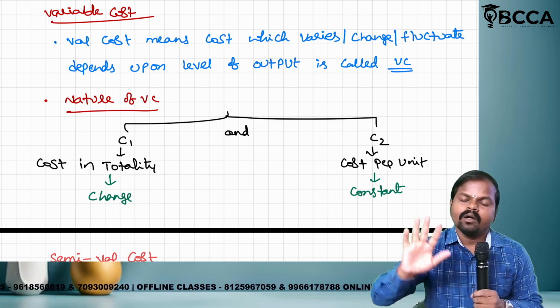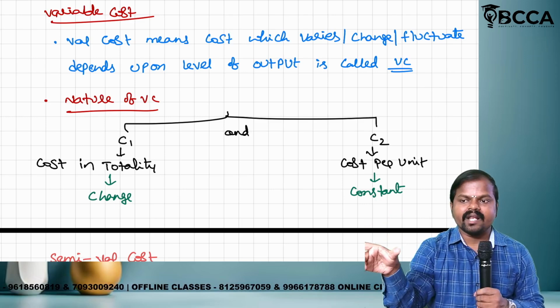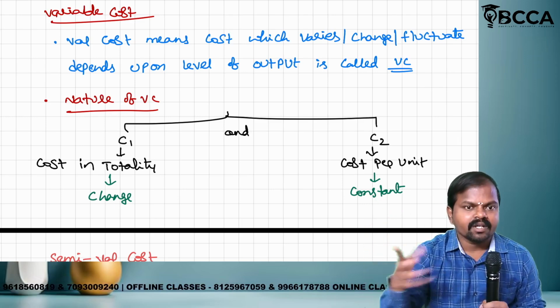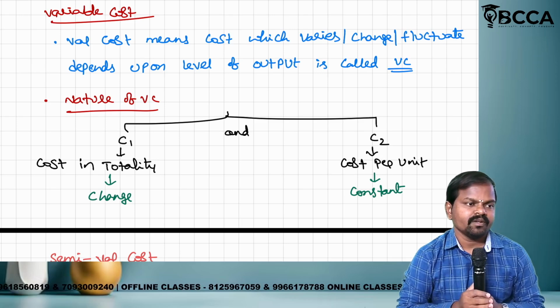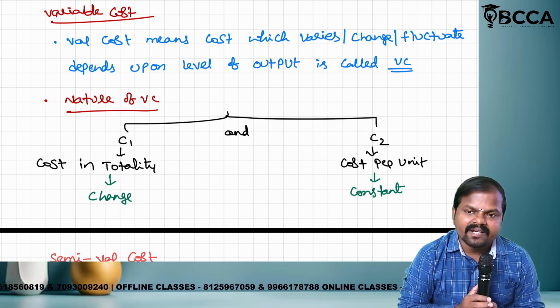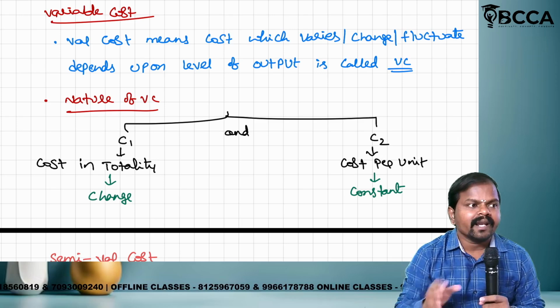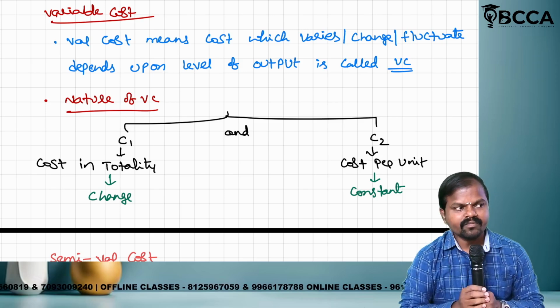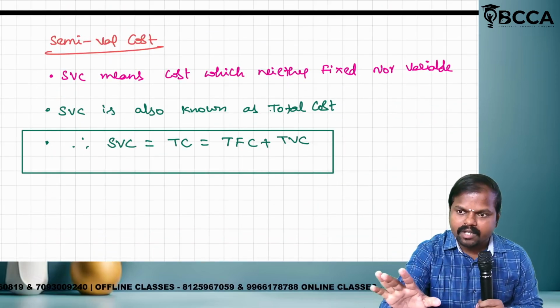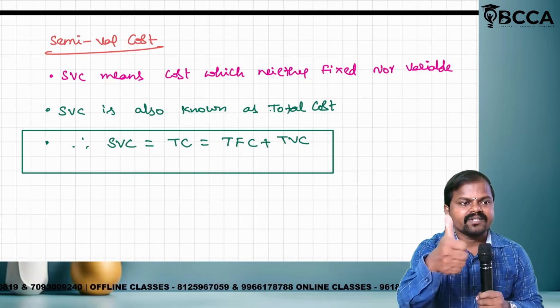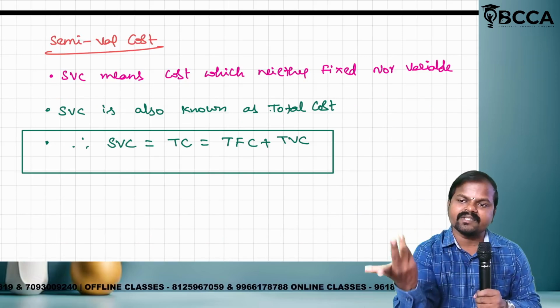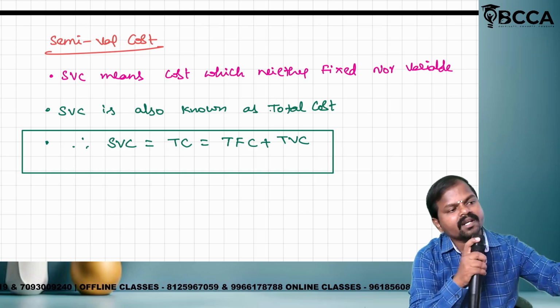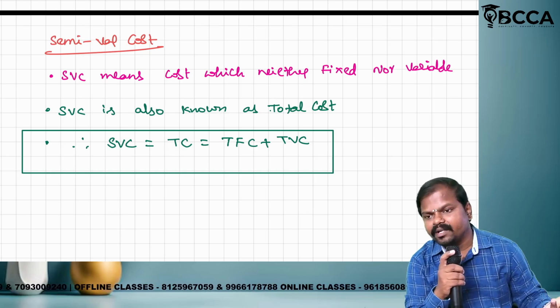Clear? For example, one cost is there. I check for fixed cost. Answer no. Again I will check, is it variable cost? Answer no. Then I will conclude such cost is semi-variable cost. For semi-variable cost, there is no criteria. It's not a fixed cost, it's not a variable cost, then it is semi-variable cost. Is it clear?